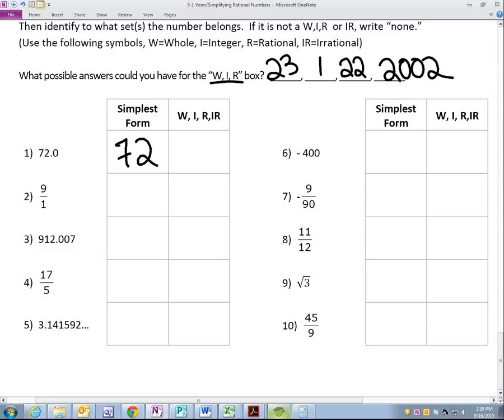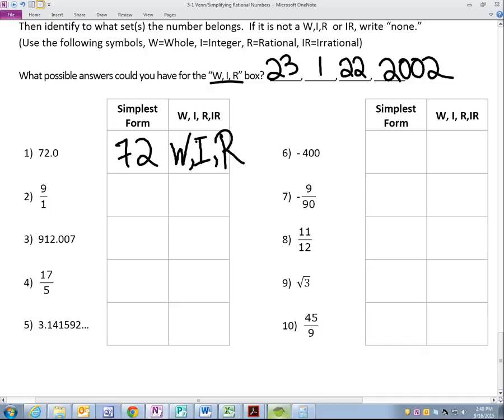Is 72 a whole number? Yes. Is it an integer? Yes. Then is it a rational number? Yes, it is. If you're having something in the inner circle of that diagram that we did, you know that it's going to have the outer ones too.